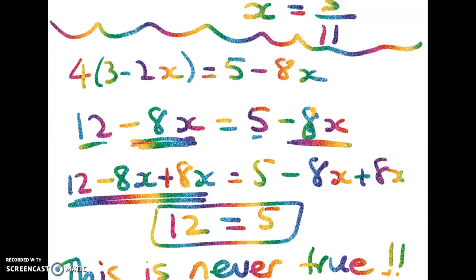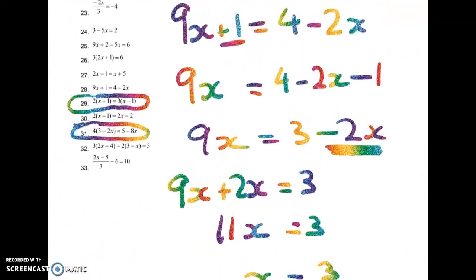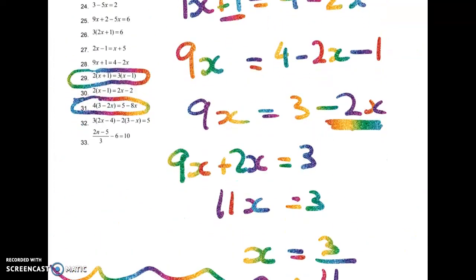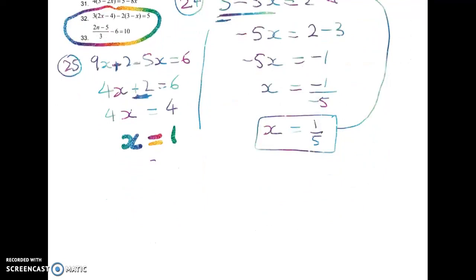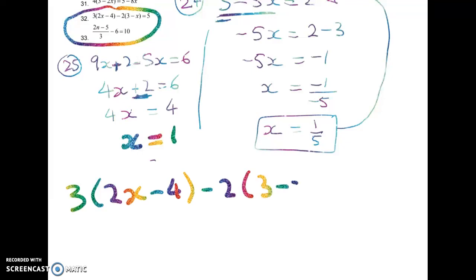Let's see how many of these equation ones we've got left. Right, I've got 32 and 33. So I'm going to squeeze at least 32 into this video. Okay, I'm going to go back up here and do it at the end of this page here. So 32 goes like this. I've got 3 times (2x minus 4) minus 2 times (3 minus x) is equal to 5.